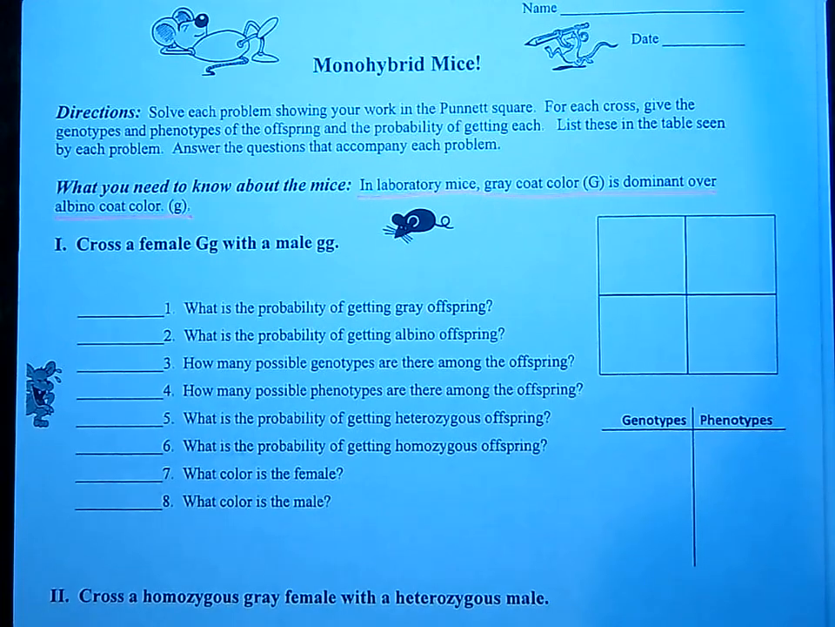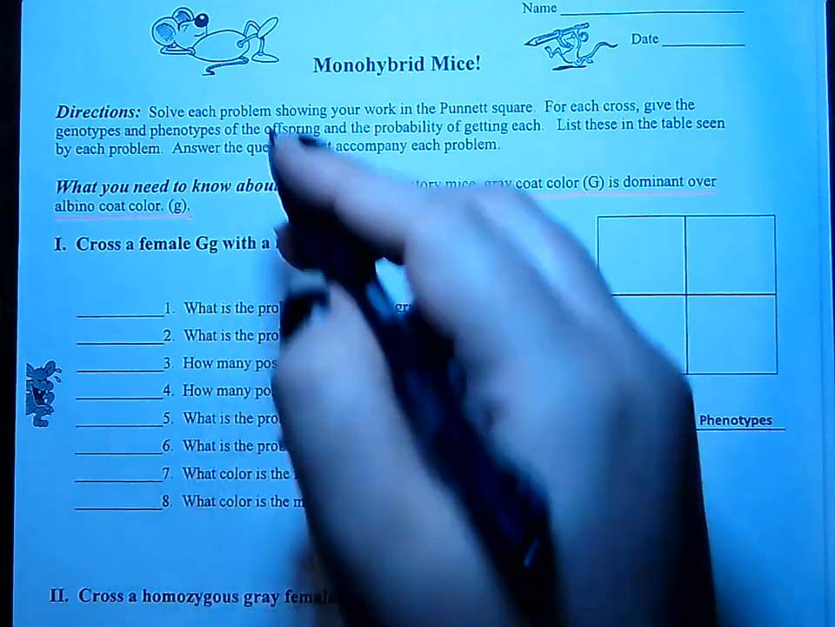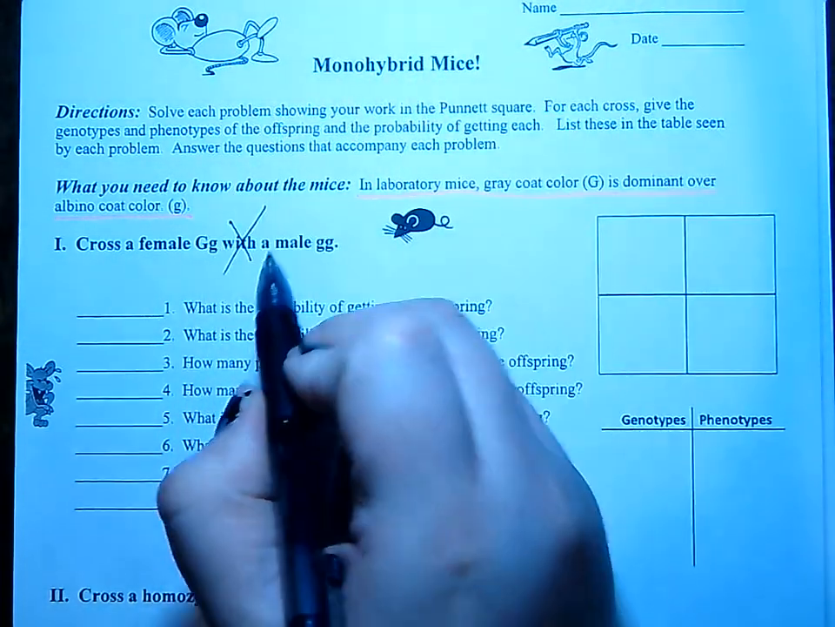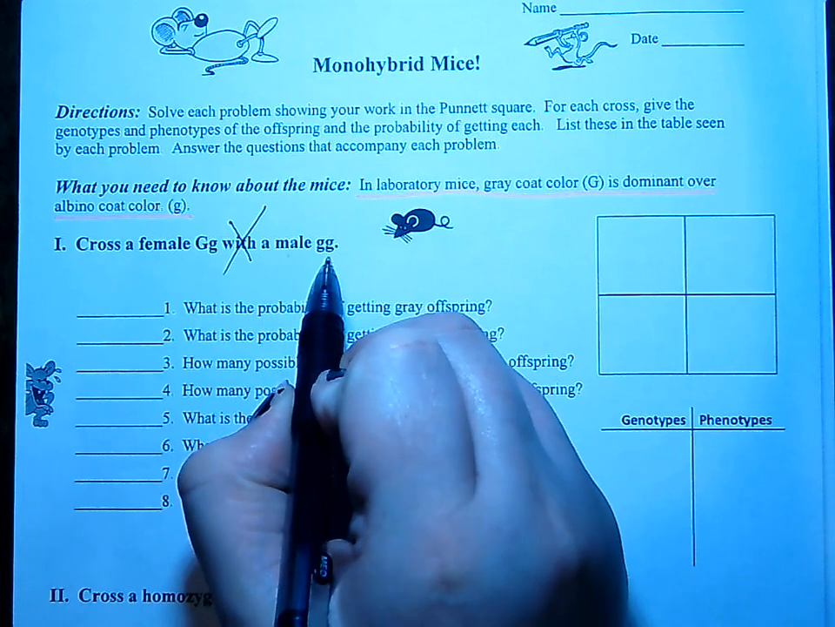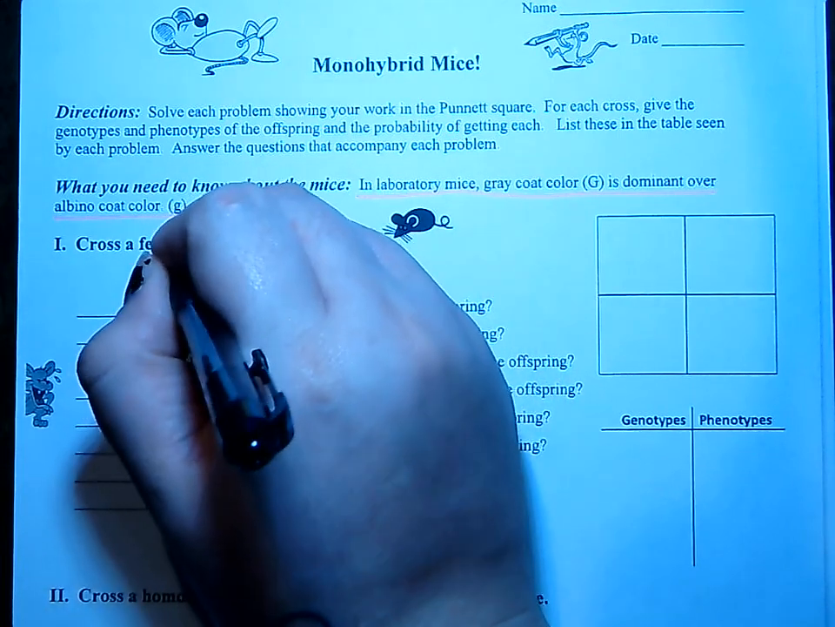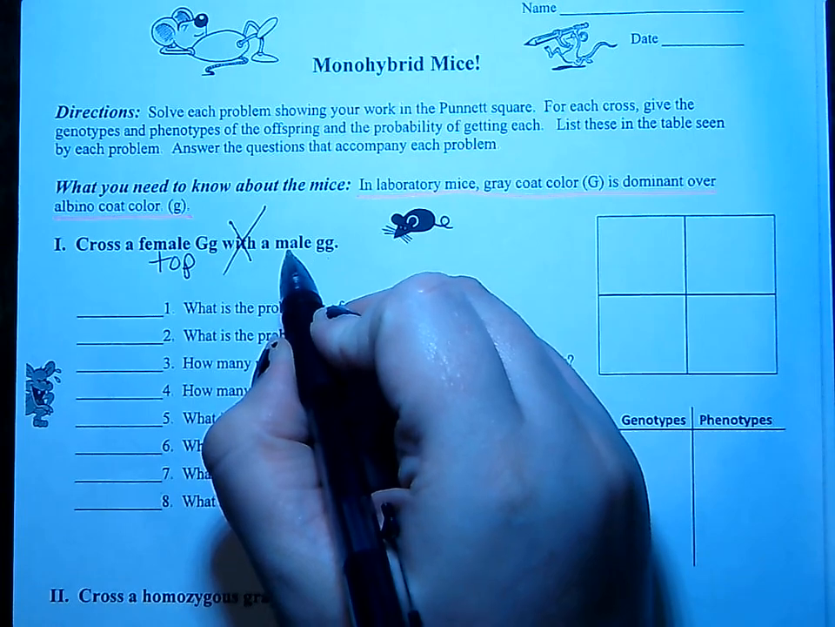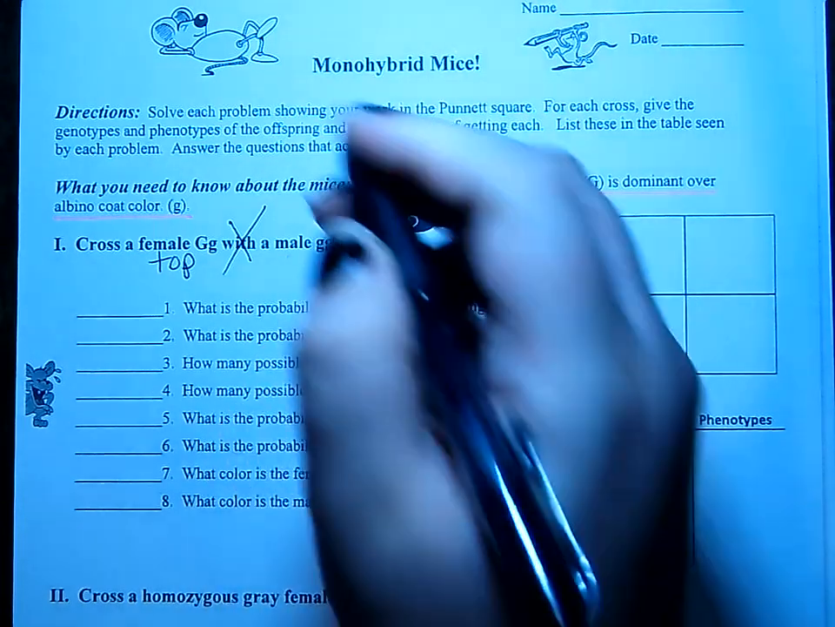So for the first problem, we're crossing a female that is heterozygous, or big G little g, with, I'm going to put my X on, a male that is homozygous recessive, little g. So the female came first. I'm going to put that one on top for the genotype. The male came second. I'm going to put it on the side.